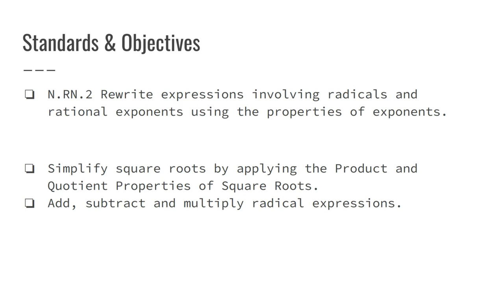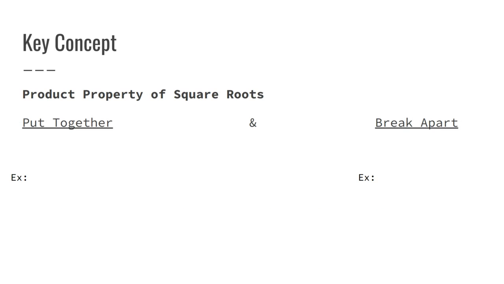So you're going to be able to simplify square roots by applying the product and quotient properties of square roots. You're going to be able to add and subtract and multiply radical expressions. Before we go into that, you should know what a radical is. It's the square root. But before we go into any of that, we're going to go over the product property of square roots, and how you put them together and break them apart.